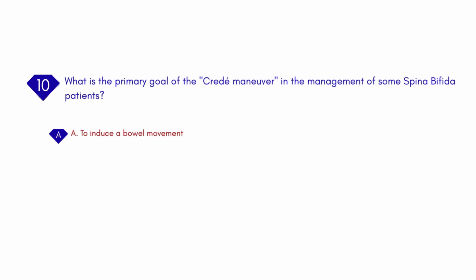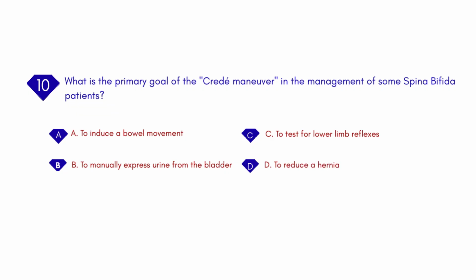What is the primary goal of the Credé maneuver in the management of some spina bifida patients? A. To induce a bowel movement. B. To manually express urine from the bladder. C. To test for lower limb reflexes. D. To reduce a hernia. Answer: B. To manually express urine from the bladder.